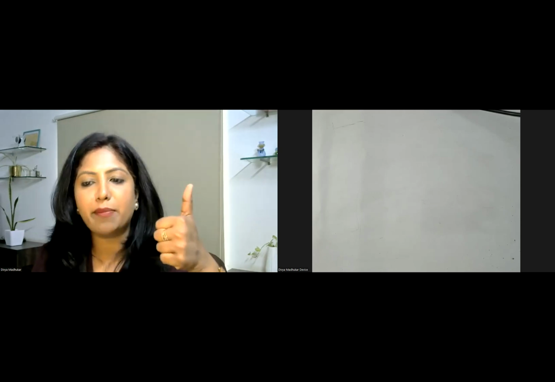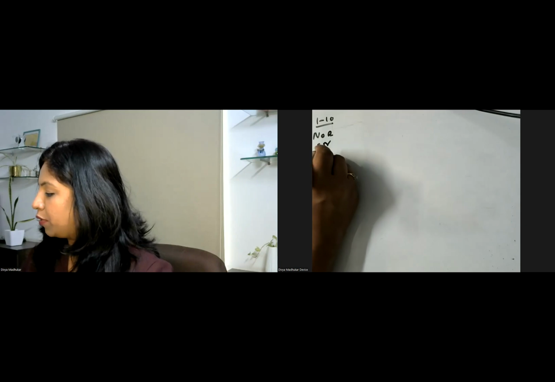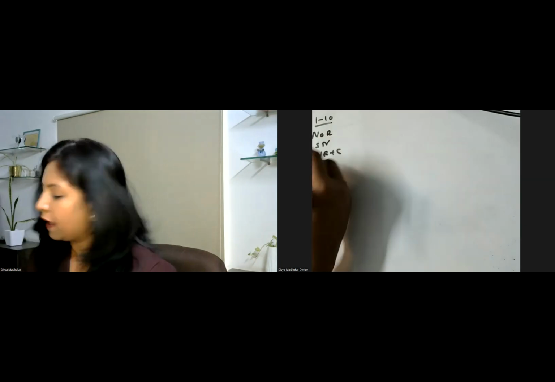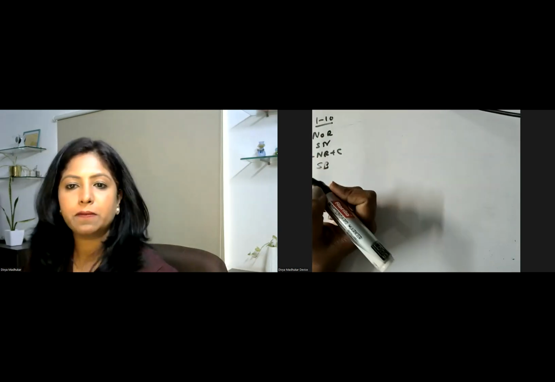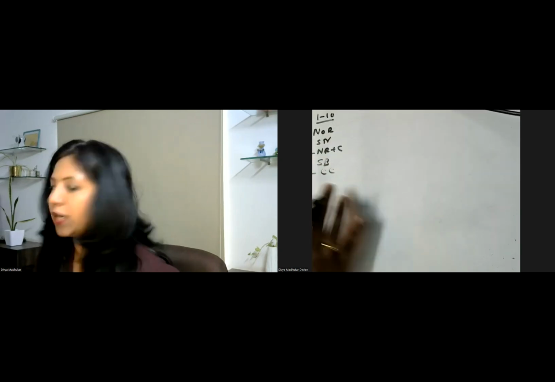So we started with number rods. Can we list it through? 1 to 10, we did our number rods. Then sandpaper numbers, number rods and cards. Then we did spindle box. Then we did cards and counters. This was 1 to 10.